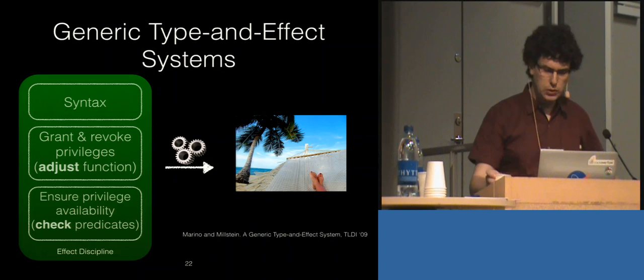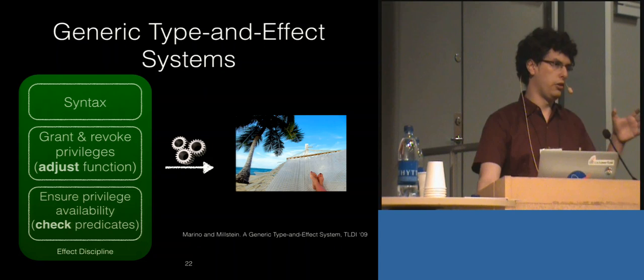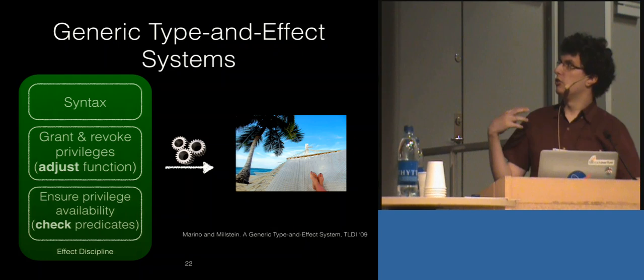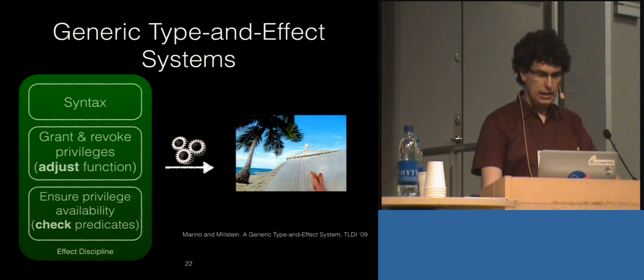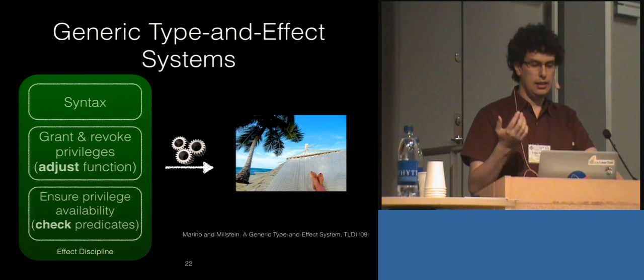The idea is that they abstract certain patterns in type and effect systems, and they provide you with a framework in which you have to define certain things, and if you follow the restrictions, they give you type safety. You need to define the syntax and the domain of your side effects, and you need to define a function that is in charge of granting and revoking the privilege to produce side effects. This is called the adjust function. You also need to define a set of check predicates that will be used to verify that whenever a side effect is produced, the privilege to produce it is available.